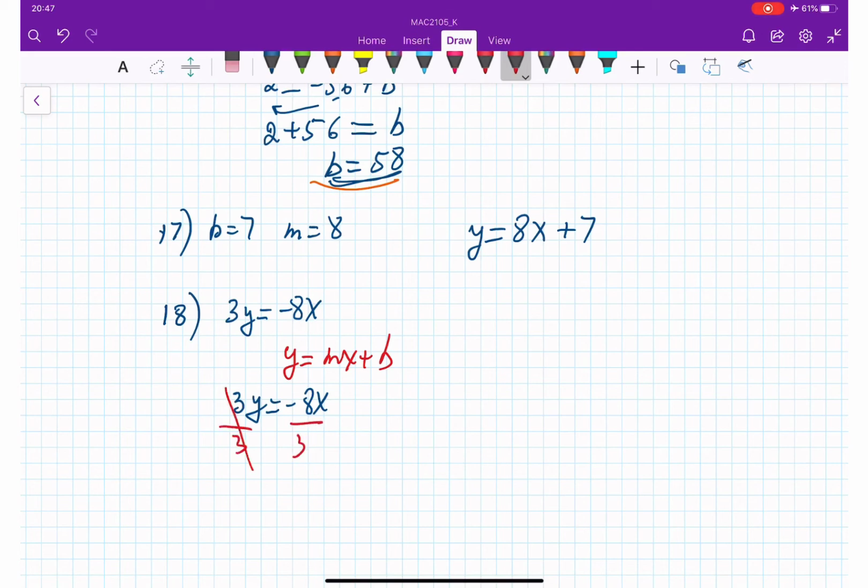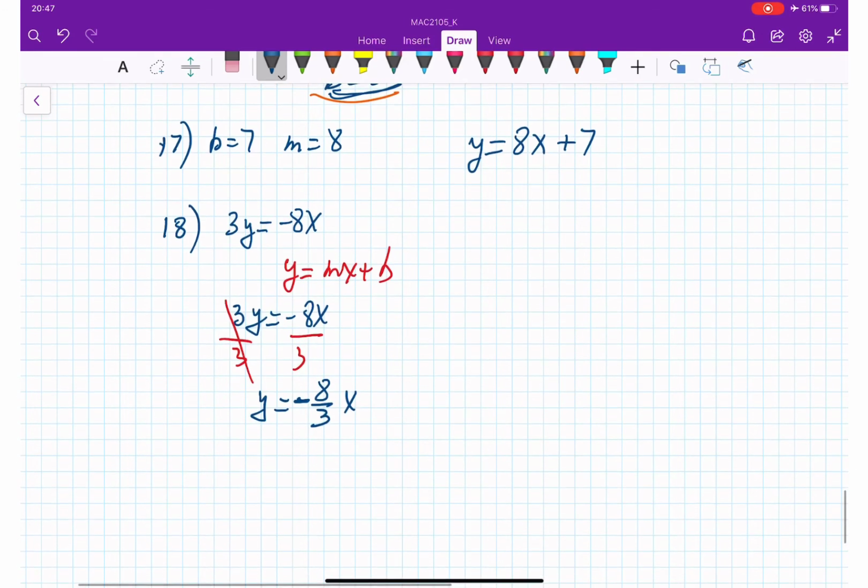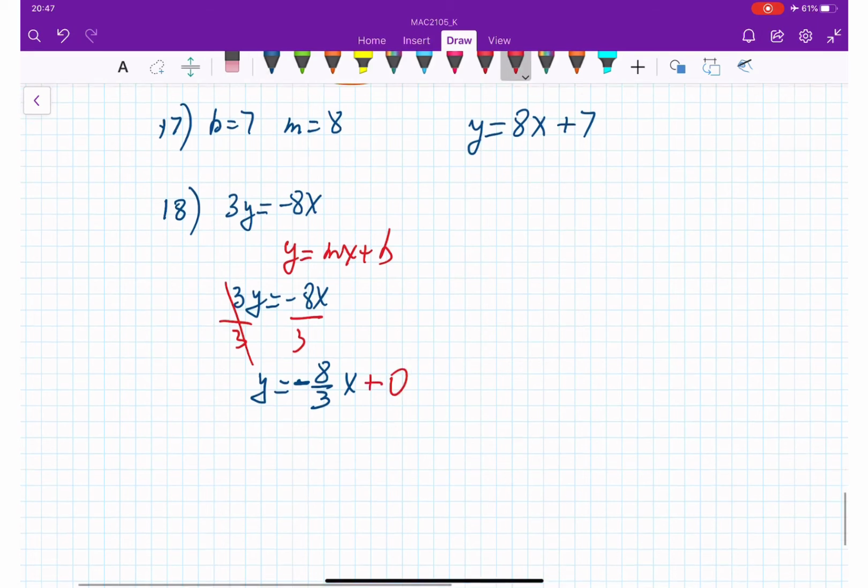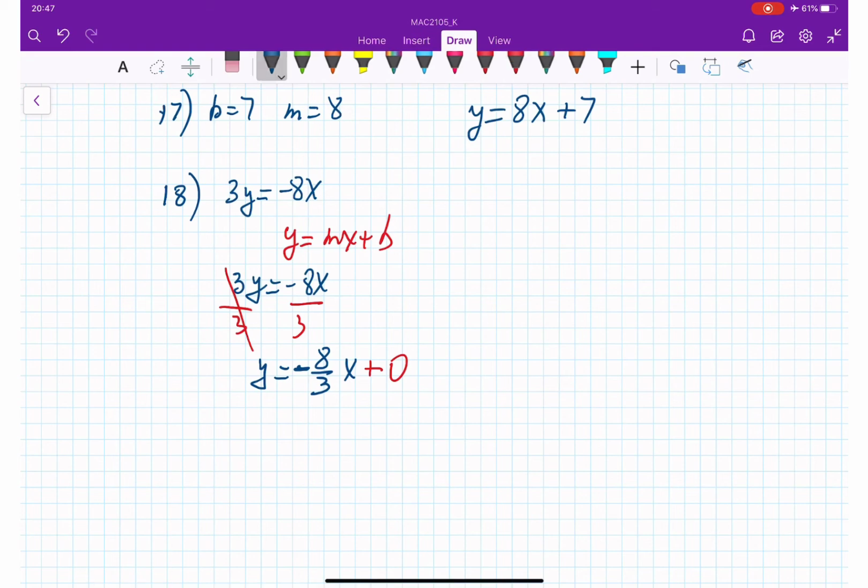This is gone. y is equal negative 8 over 3x. Negative 8 over 3x, which means for the intercept, since we don't have any value here, it's going to be plus 0. We don't write it, but keep that in mind. So y-intercept is going to be 0, and negative 8 over 3 is going to be the slope. Let's draw the graph.